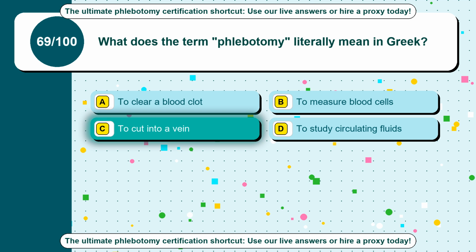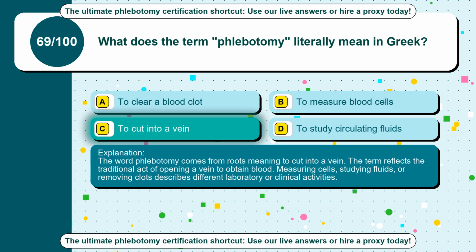The correct answer is option C, to cut into a vein. The word phlebotomy comes from roots meaning to cut into a vein. The term reflects the traditional act of opening a vein to obtain blood. Measuring cells, studying fluids, or removing clots describes different laboratory or clinical activities.